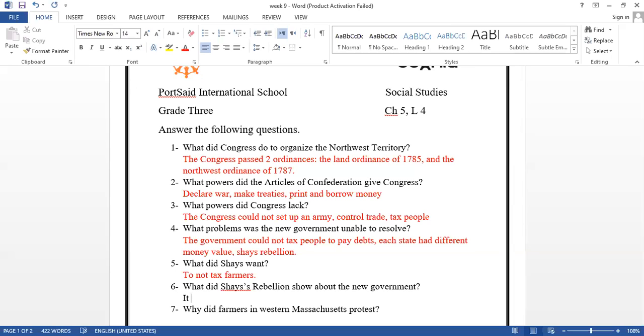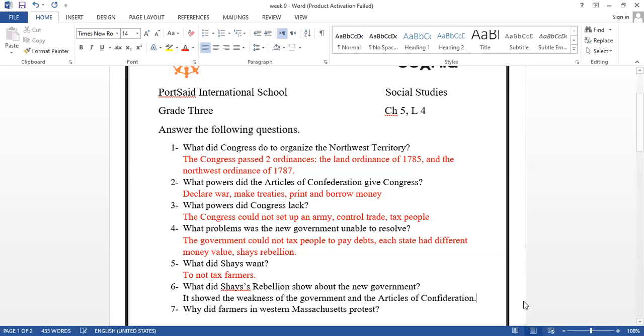So we're going to say that it showed the weakness of the government and the Articles of Confederation, and that the Articles of Confederation weren't fair. Unfairness. The Articles of Confederation weren't fair.